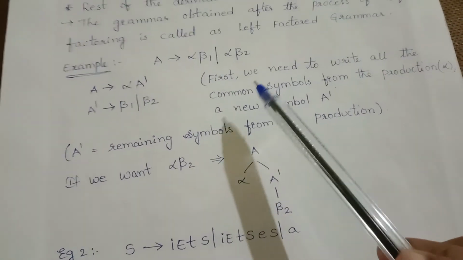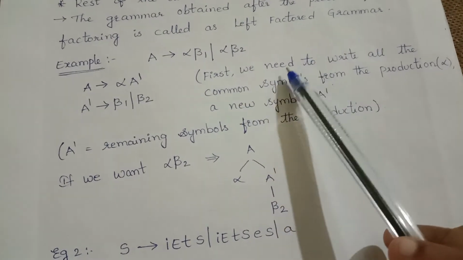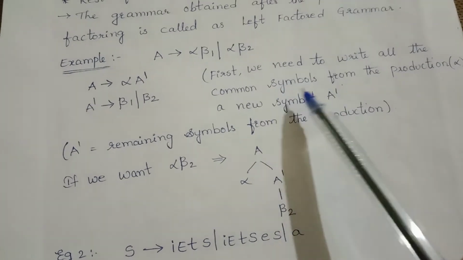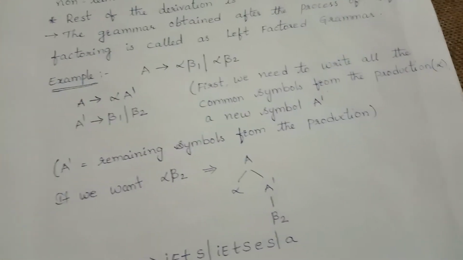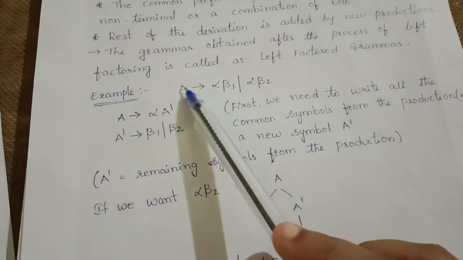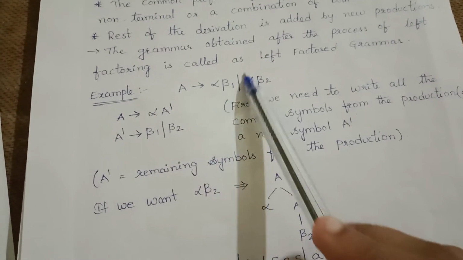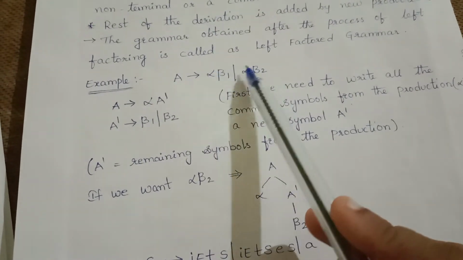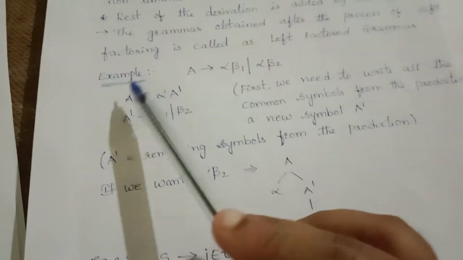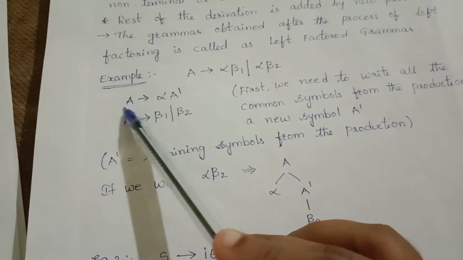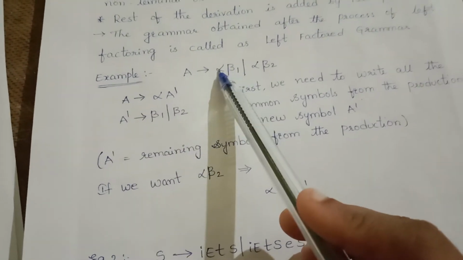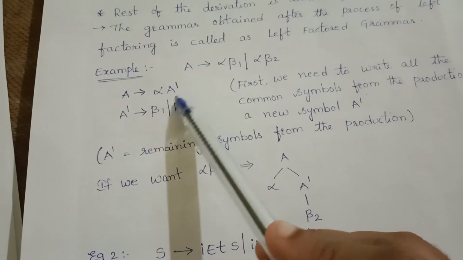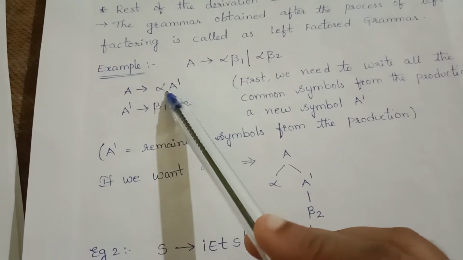In order to remove the left factoring, first we need to write all the common symbols from the production, and then add a new symbol. So check here, what are the common symbols? A tends to alpha beta 1 and alpha beta 2. In the given production, the common symbol is alpha. So A tends to, the starting symbol you write the same as it is, then write the common symbol alpha, and then introduce a new symbol related to the starting symbol, that is alpha A dash.